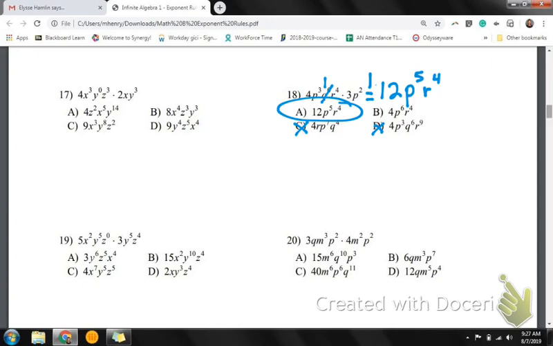Try number 19 on your own. Remember, you're actually working it out.